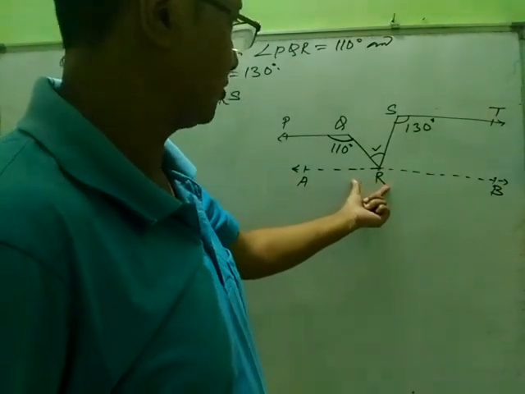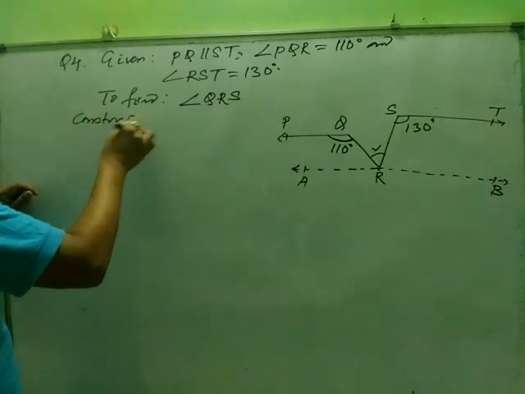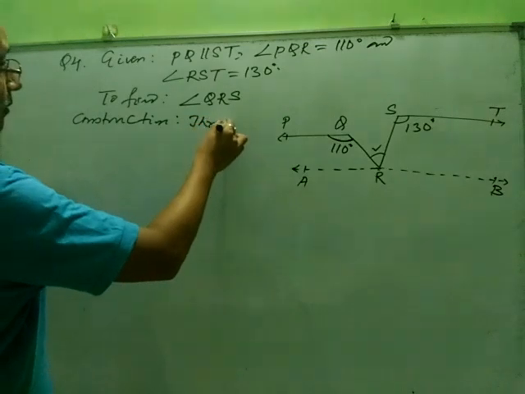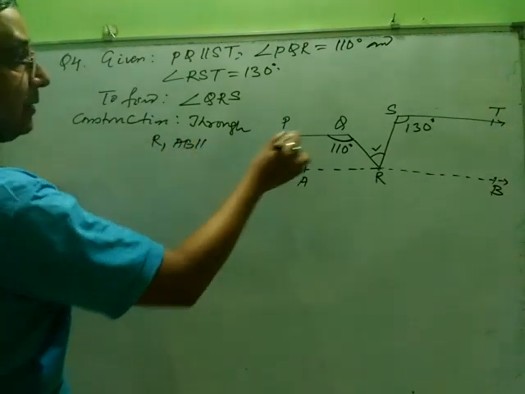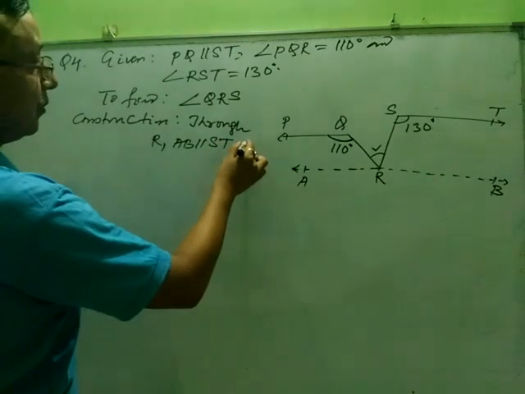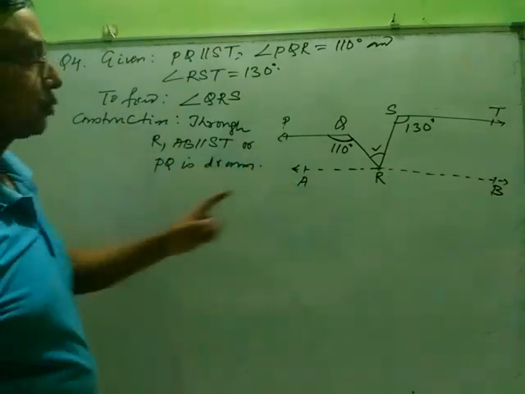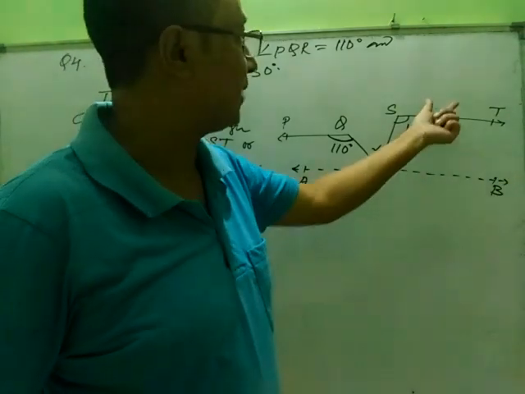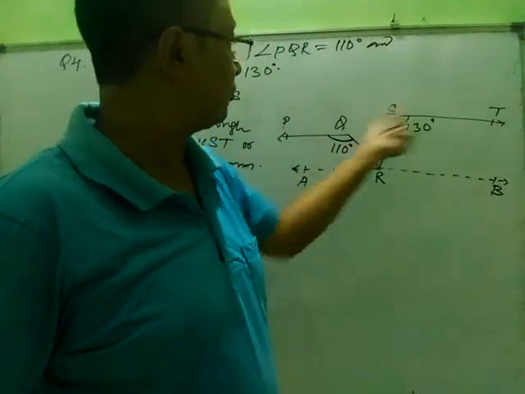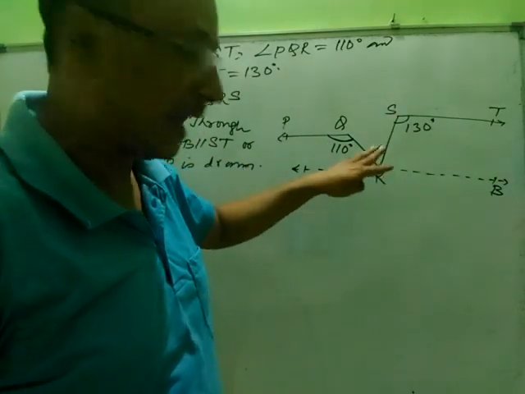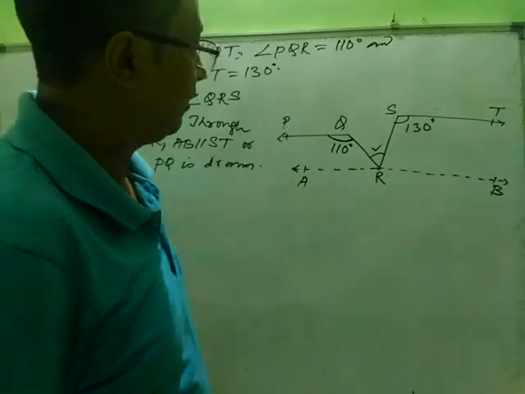Sometimes you need to draw a construction to get the proof. Otherwise, you will not get the proof. So here, construction: through R, AB parallel to ST or PQ is drawn. Through R, you have drawn a line AB that is parallel to ST or parallel to PQ, because it is already given that PQ is parallel to ST. So these two lines are given as parallel. Now through R you have drawn another line AB that is parallel to ST also, or parallel to PQ also.